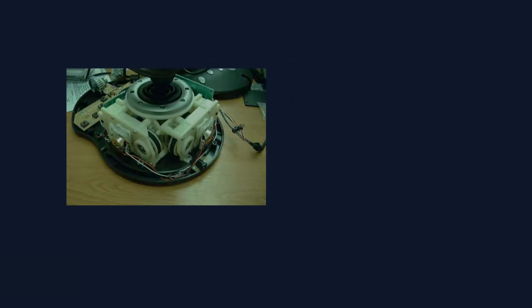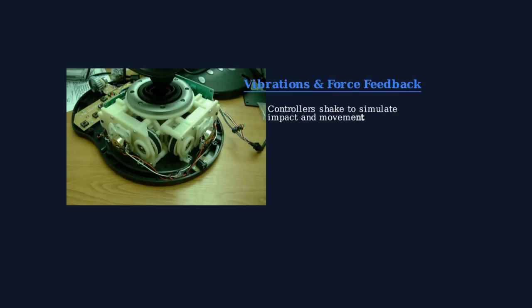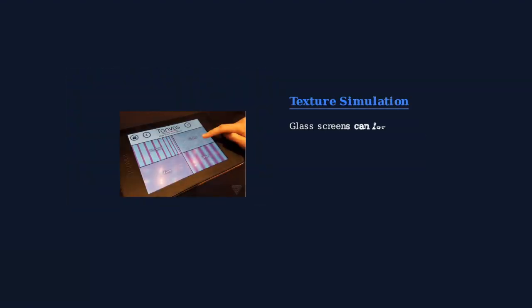The first type of haptic feedback is vibrations and force feedback. Gaming controllers have used this for decades. When your character gets hit in a video game, the controller shakes, making you feel the impact. The second type is texture simulation on touchscreens. Advanced tablets can now make smooth glass surfaces feel rough, bumpy, or silky. You can actually feel different textures just by sliding your finger across the screen.